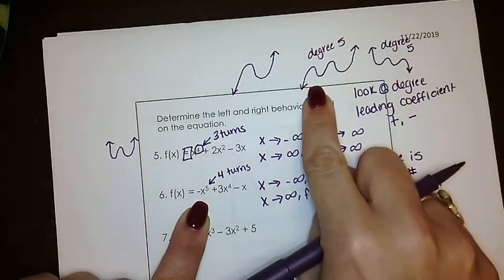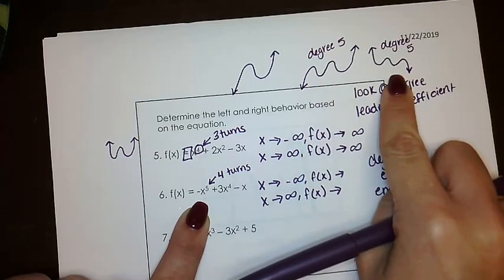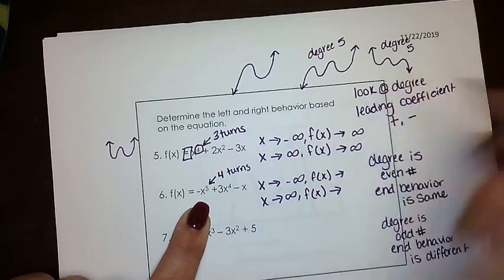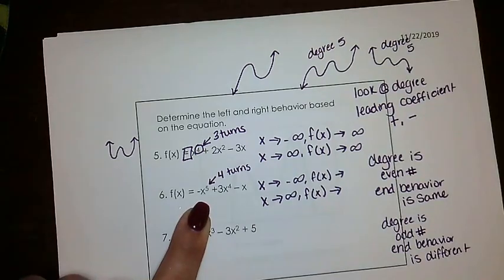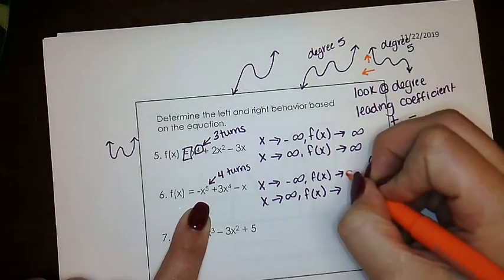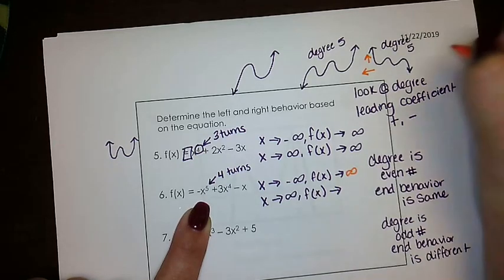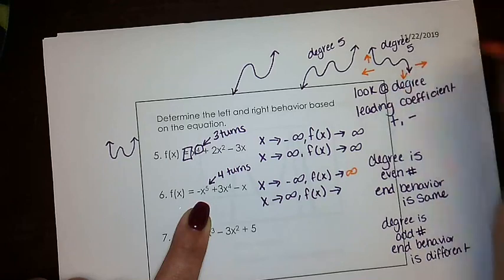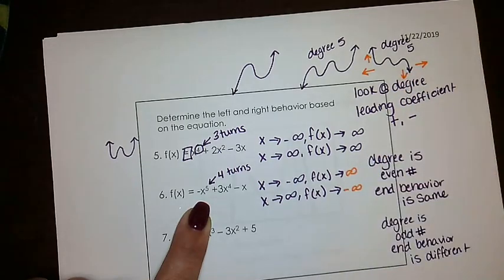So if it's positive, it'll look like this. If it's negative, it's going to look something like this. So as x goes towards negative infinity, I see that my function's going up towards positive infinity. And as I go to the right towards positive infinity, I see that my function's going down towards negative infinity.